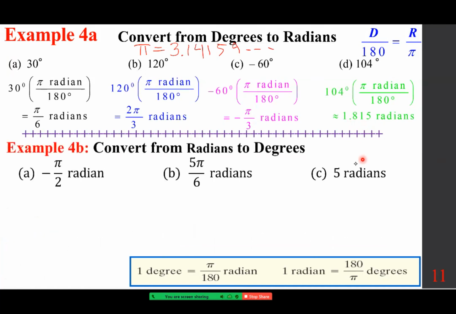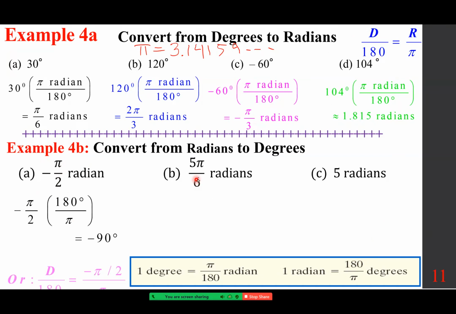Going back from radians, we want to go to degrees. So we are going to multiply by 180 over pi, or just put it in this formula. Replace the R with negative pi over 2 and find D, or multiply by 180 over pi, whatever is easier for you. Clearly, the pi's cancel each other and we get negative 90. You probably know, again, it's a common arc. Pi over 2 is 90 degrees. Negative makes it negative 90 degrees. We do the same thing here.